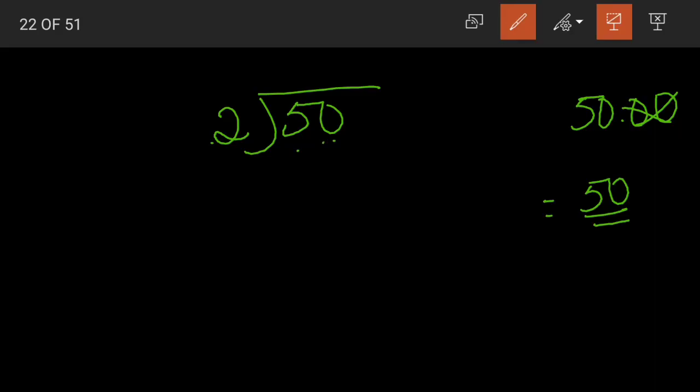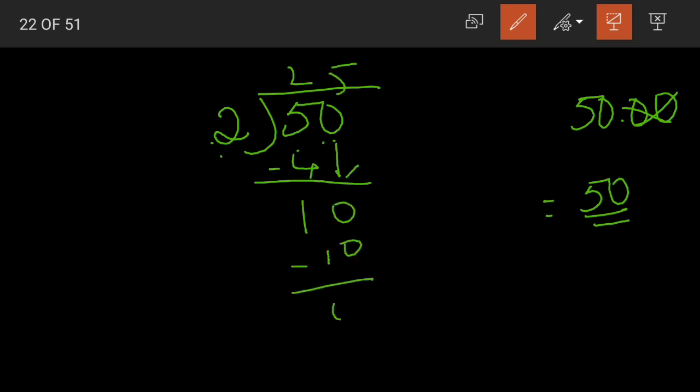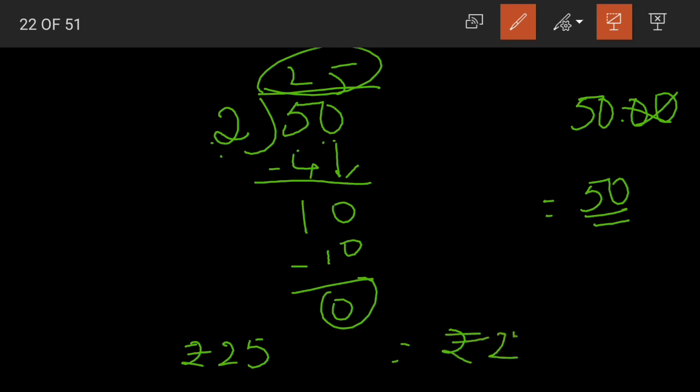So now when we divide 50 by 2, 2 2s are 4. When we subtract, 1 is remaining, 0 brought down. 2 5s are 10. When we subtract, 0 is remaining. Now what is our answer here? The answer is 25 rupees. You can simply write it as 25 rupees, or if you want to write the paise also, you can write it like this, 25.00. Understood, children? 25 rupees and 0 paise is our answer.